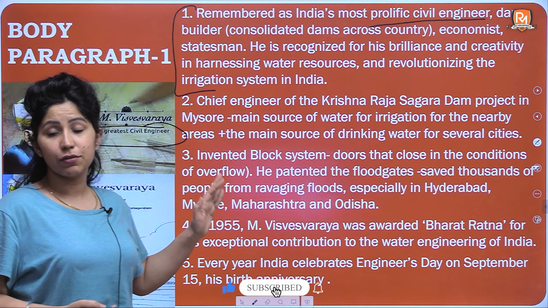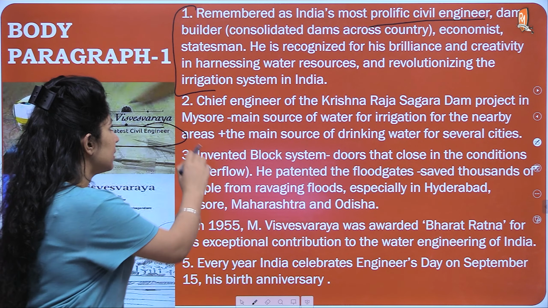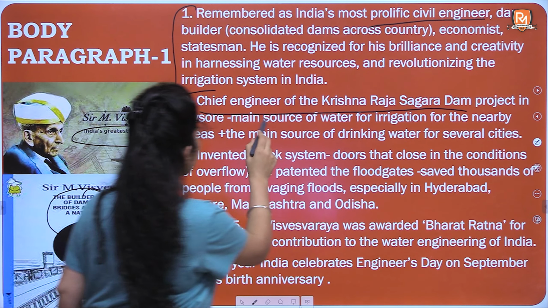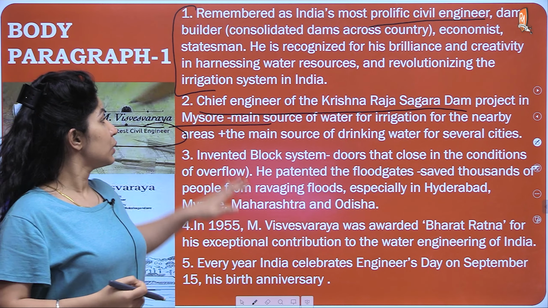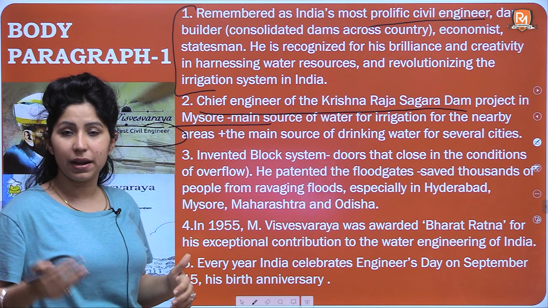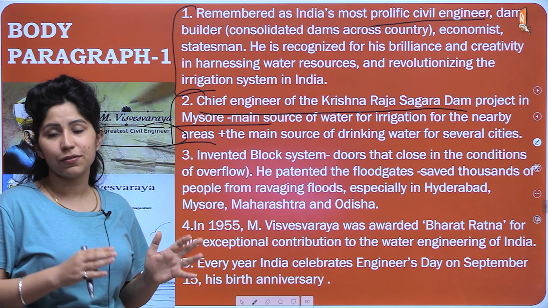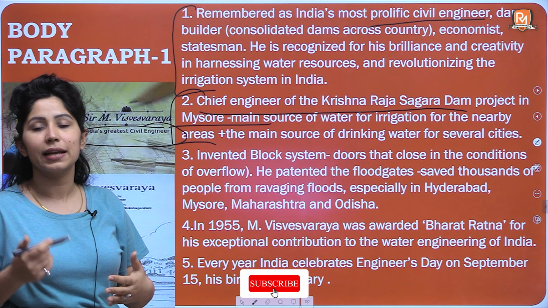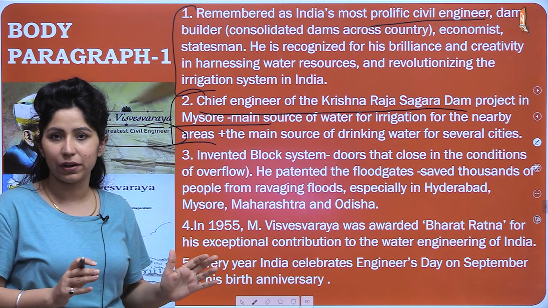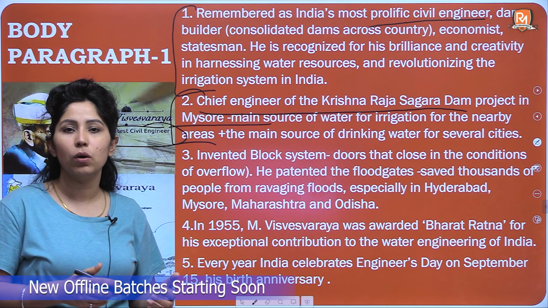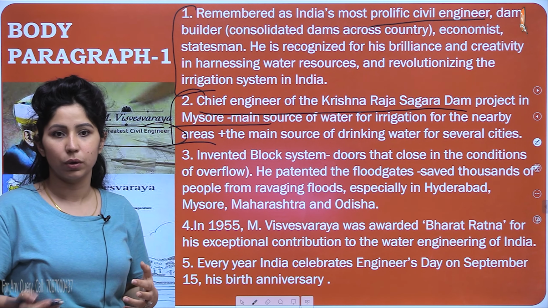He was the chief engineer of the Krishna Raja Sagar Dam in Mysore. This dam not only provided irrigation water to the nearby areas, but it also provided drinking water. This is a fact that you must know when you are preparing this part of the Mains syllabus. This detail that he was the chief engineer of that dam, and how that dam helped. Just mentioning the facts will not justify your answer. You will have to tell how a particular action or contribution benefited society as a whole.